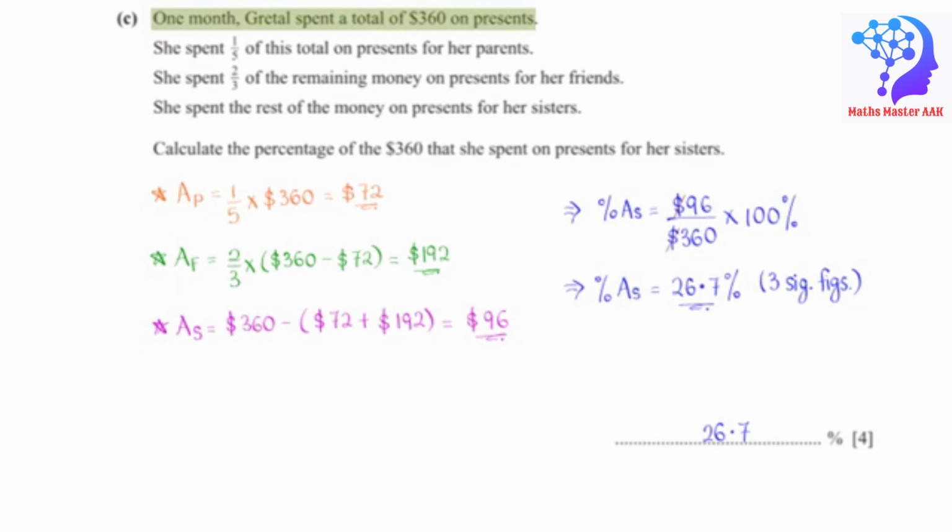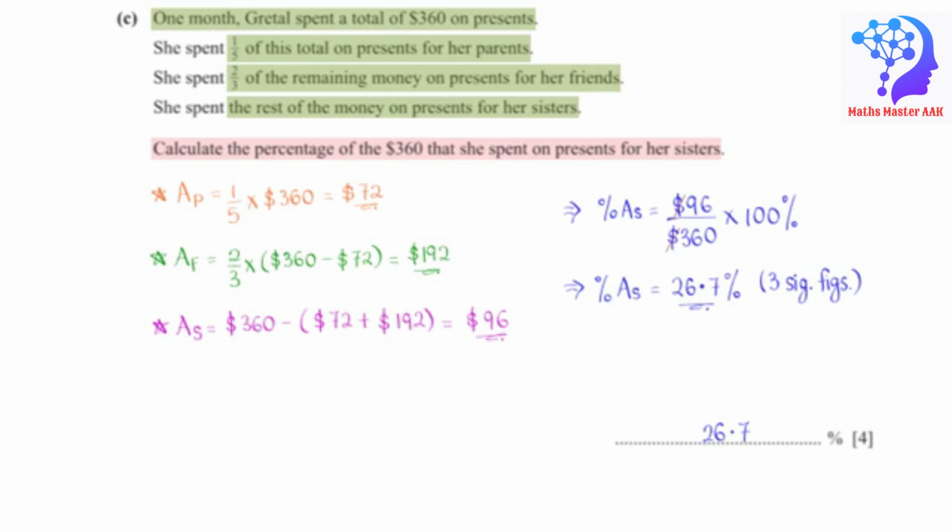In 1 month, Gretel spent a total of $360 on presents. She spent 1/5 of this total on presents for her parents. She spent 2/3 of the remaining money on presents for her friends. She spent the rest of the money on presents for her sisters. Calculate the percentage of the $360 that she spent on presents for her sisters.